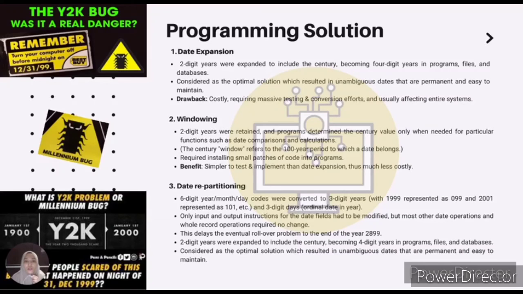Only input and output instructions for the data fields had to be modified, but most other data operations and record operations required no change. This delayed the eventual rollover problem to the end of the year 2899.